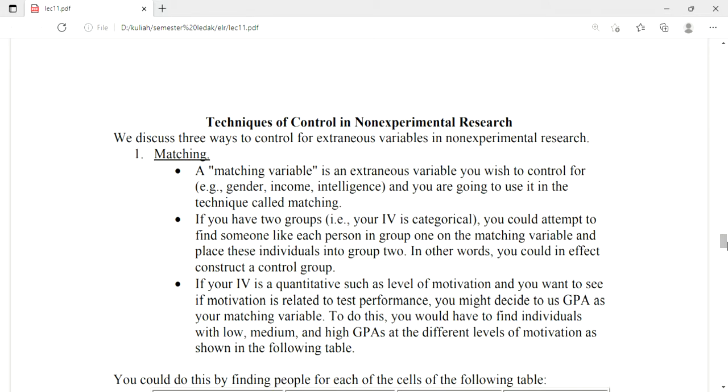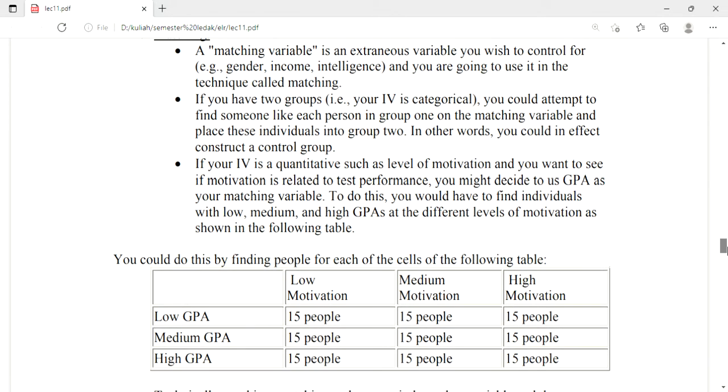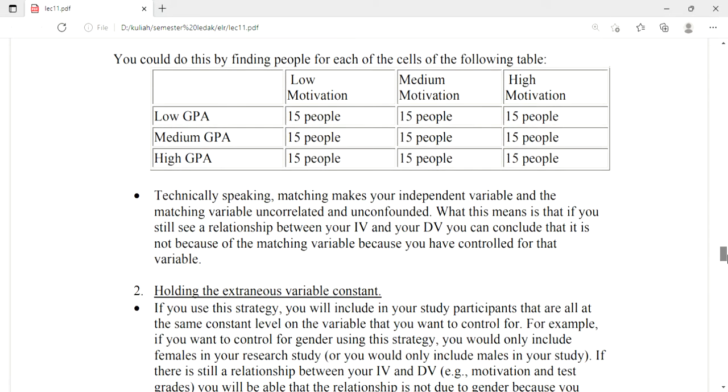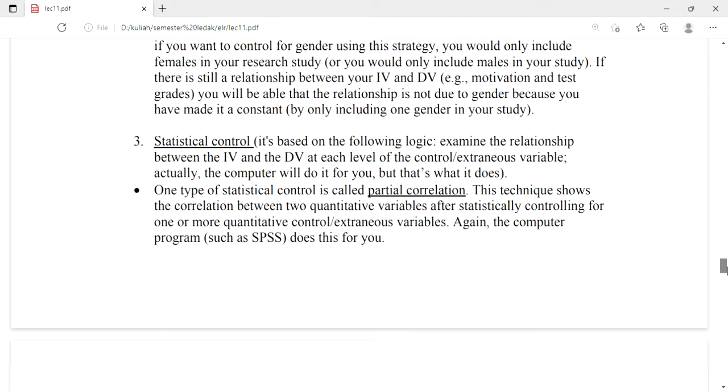Techniques of control in non-experimental research. The first one is matching, and the second one is holding the extraneous variable constant. Third is statistical control.